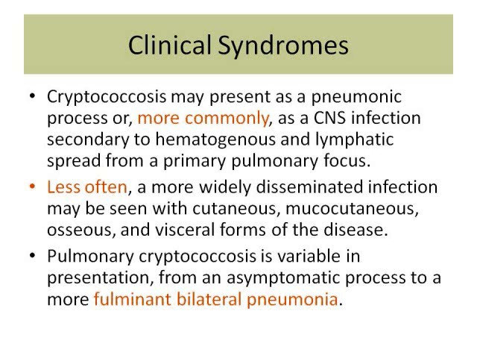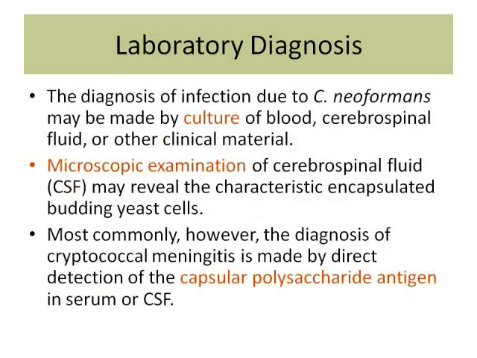Lab diagnosis: again, you can do a culture. You can look under the microscope, especially at cerebrospinal fluid, and you will see characteristic encapsulated budding yeast. Many a time, as given in your handout as well, we go for the latex agglutination test, because there is a capsular polysaccharide antigen in the serum. That's very commonly done, and we take advantage of the presence of that polysaccharide and do a simple lab test, the agglutination test. Because what is an agglutination test?